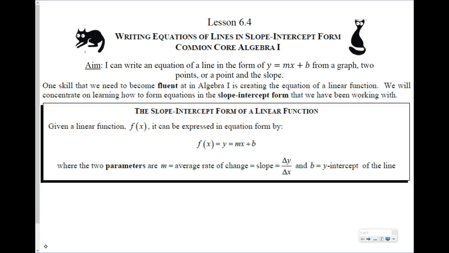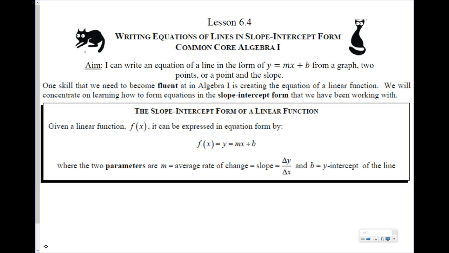Okay, welcome to lesson 6.4. Today we're going to talk about writing equations of lines in slope-intercept form. So far we've done a lot of graphing given the equation or finding the slope and y-intercept from the equation. Well, today we're going to talk about creating equations given some different information.